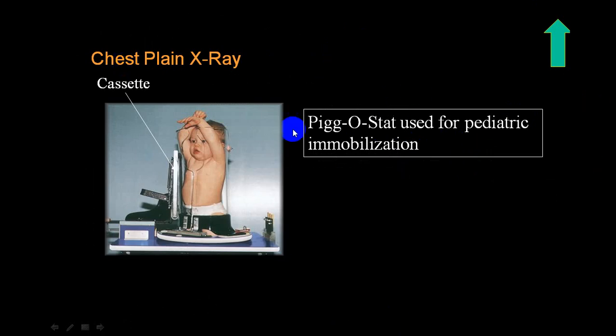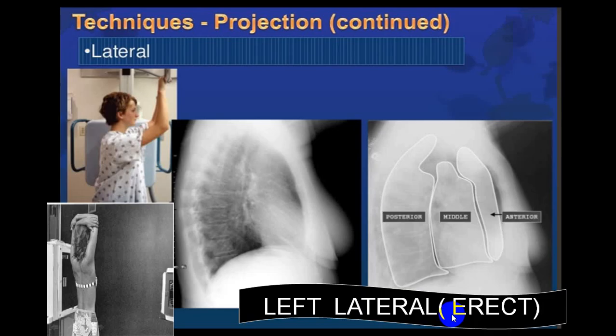This is one thing that is taken in children, because children cannot stand straight. They'll go on moving around. So there is one table which is called the Pigg-O-Stat table. On that table, the child is kept in this position and then the X-ray plate is taken. So this is for immobilization in pediatric groups. You should have this facility whenever you want to take a chest X-ray in small children.